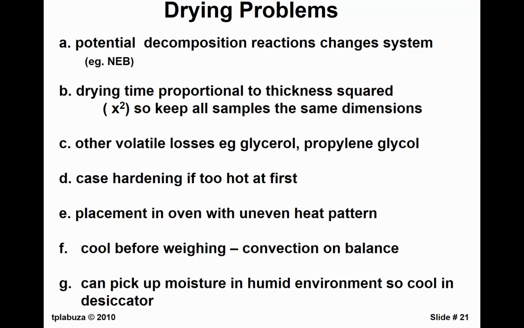Case hardening at high temperatures, especially with vegetables: as it loses water and the solid material heats up, it goes above its glass transition, and what you'll find is the material begins to contract and form a layer that reduces the volatility of the water. You can't get through it, and so you're going to get wrong results because water can still be in the product.